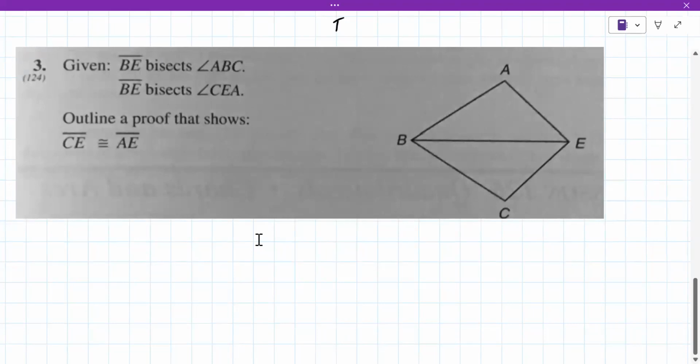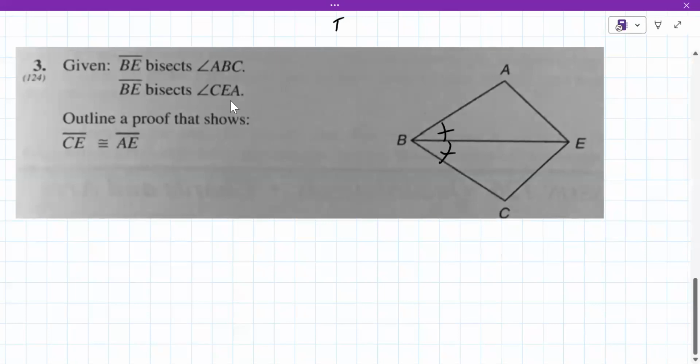Oh, there's the proof. Okay, so we need to prove that CE is congruent to AE. That's looking a lot like a triangles are congruent proof. So we're given that BE bisects angle ABC. So we can show that these are going to be congruent.